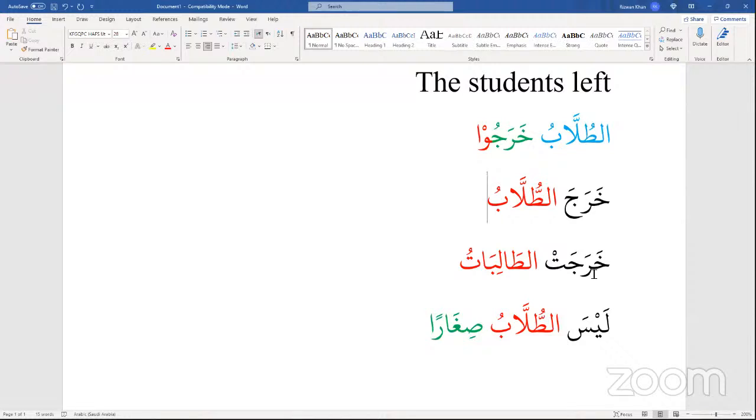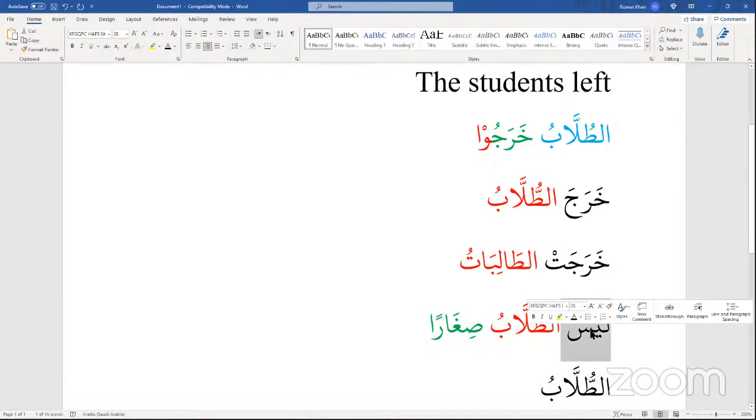So Laysa is used for mustatir only. Laysu is already having ismu Laysa. So if I say Laysu, then I will say this sentence. I'll make that sentence also. In that case, I will not make this ismu fa'il. So I will say Laysu, then I will say Sigharan. This is how I will say.